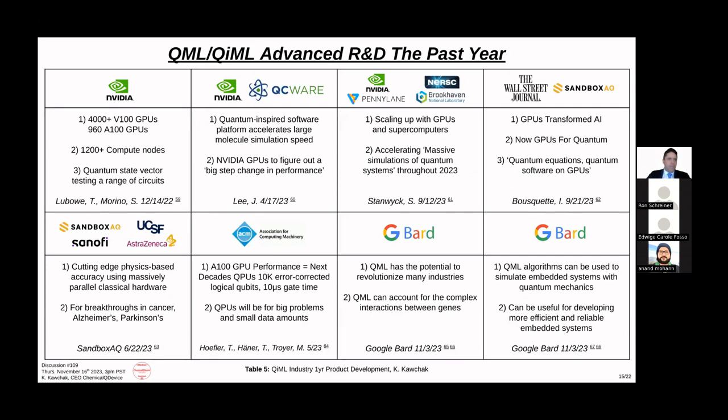So you see these big names, and NVIDIA themselves have done thousands of GPUs with this, with quantum state vectors, QCware, for a big step change in performance. And this one gets advertised a lot to me: PennyLane, NVIDIA, NERSC, and Brookhaven, accelerating massive simulation of quantum systems. It takes a while to sink in, but basically GPUs are the thing. And here it says with the Wall Street Journal, GPUs transformed AI, now GPUs for quantum, quantum equations, quantum software, GPUs.